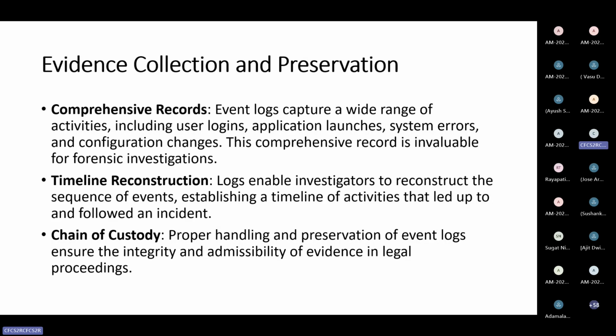Okay, so what are the important parts? Evidence collection and preservation. For a comprehensive record, you need logs. For timeline construction, you need logs. And for the chain of custody, you need logs. Okay, so what exactly does comprehensive record mean? Event logs capture a wide range of activities, including user login, application launch, system errors, and configuration changes. So this comprehensive record is invaluable for the forensic investigation.